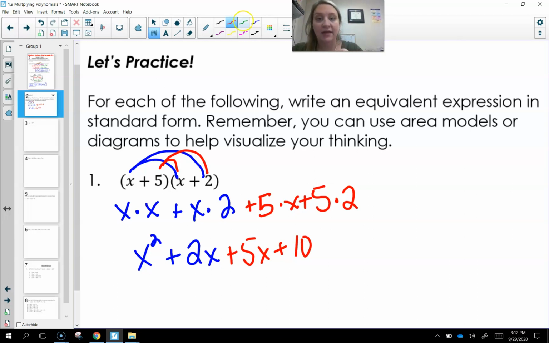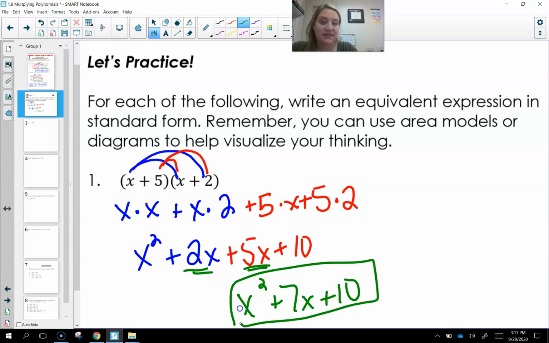Now we're going to add like terms. X squared is my highest exponent, and it's the only one there, so it's going to stay in front. I have two pieces with just an x, 2 and 5. Add those together to give me 7. And then I do have a plus 10 on the end. So it becomes x squared plus 7x plus 10.